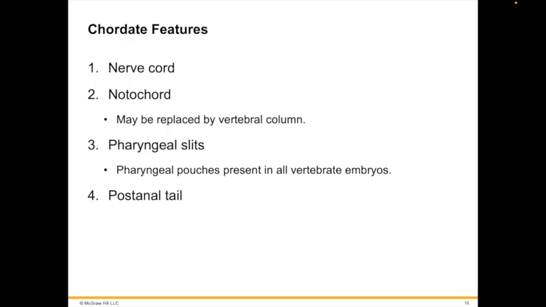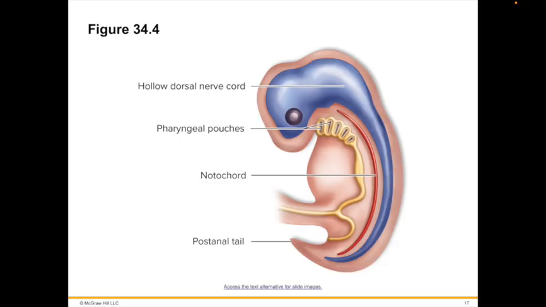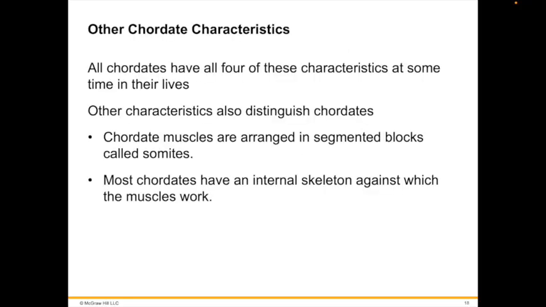And finally, the postanal tail. Chordates have a postanal tail that extends beyond the anus, at least during their embryonic development. Nearly all animals have a terminal anus. All chordates have all four of these characteristics at some point in their lives.